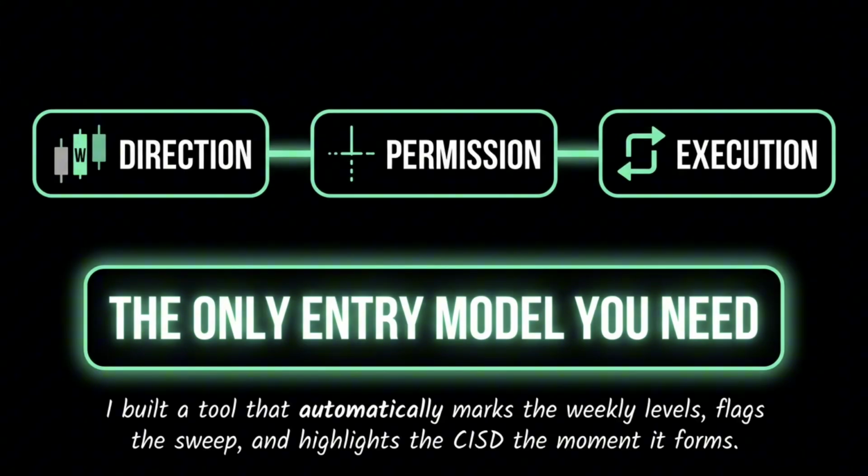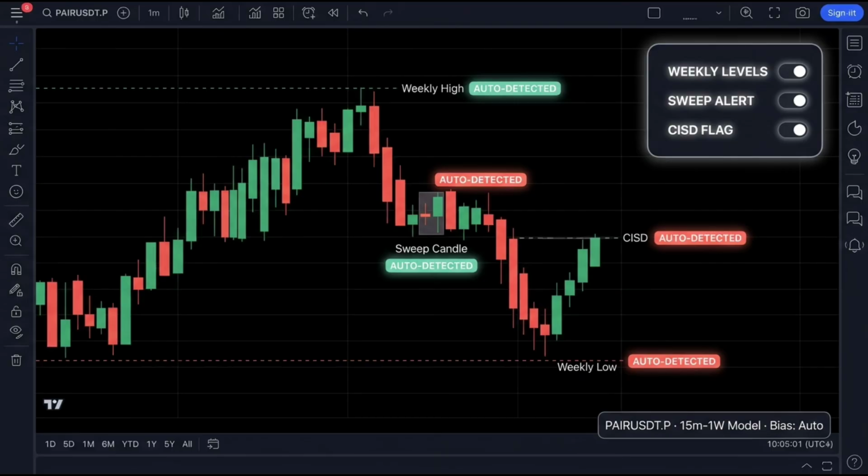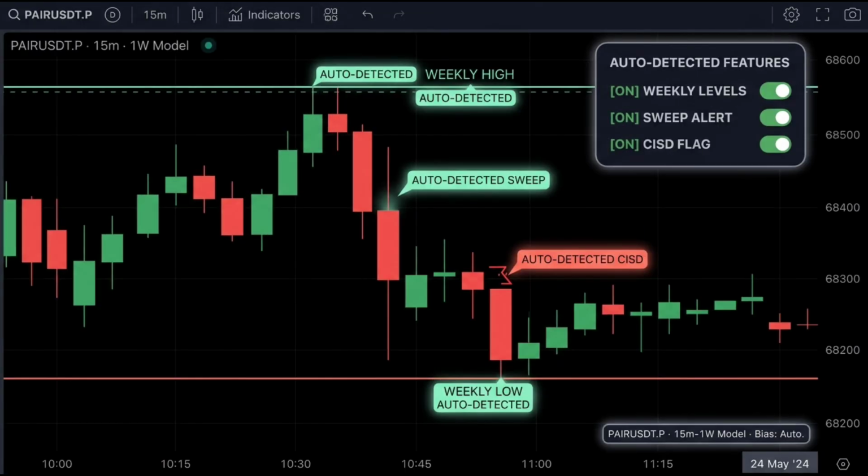That's the whole model. Now, spotting all 3 of these manually in real time takes practice, which is why I built a tool that automatically marks the weekly levels, flags the sweep, and highlights the CISD the moment it forms, so you're not second-guessing yourself in the moment.